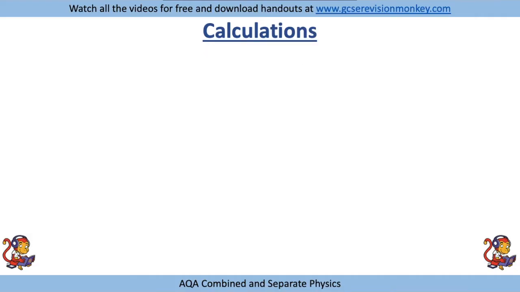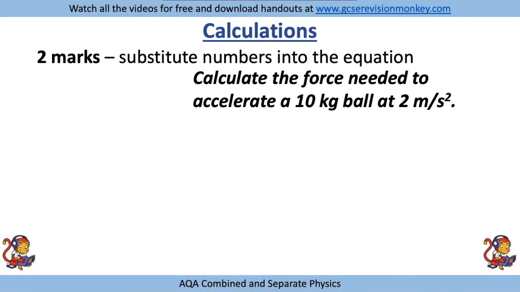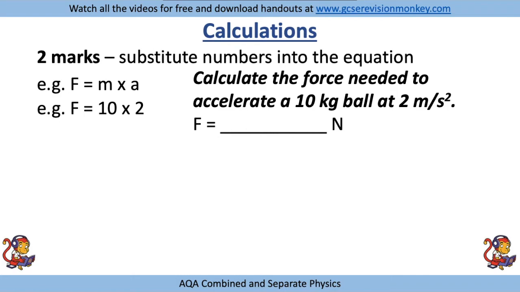In the calculations, for 2 marks, you would be expected to substitute numbers into the equation, so basically swapping the words for numbers. So if you had a question such as calculate the force needed to accelerate a 10 kilogram ball at 2 meters per second squared, you would write the equation down first of all, then write the numbers in that you're given. So you're given a mass of 10 and an acceleration of 2. So you just put those numbers in the equation. Mass was 10 and acceleration was 2. And then put that through the calculator and give your answer. So those ones will be 2 marks.